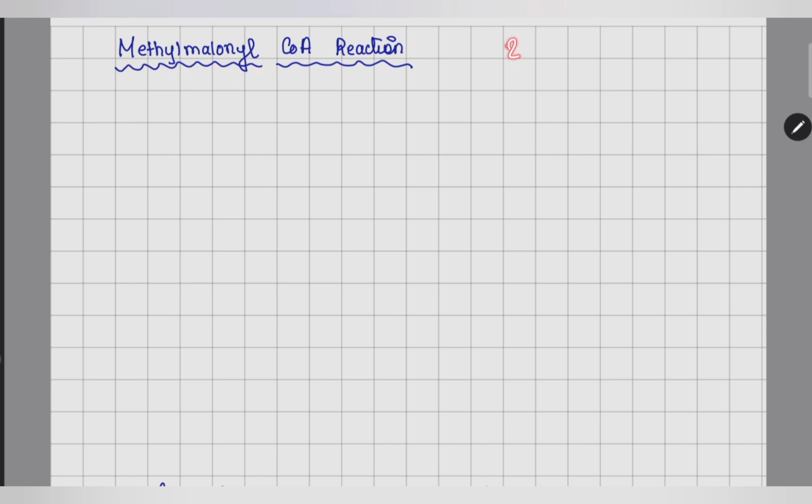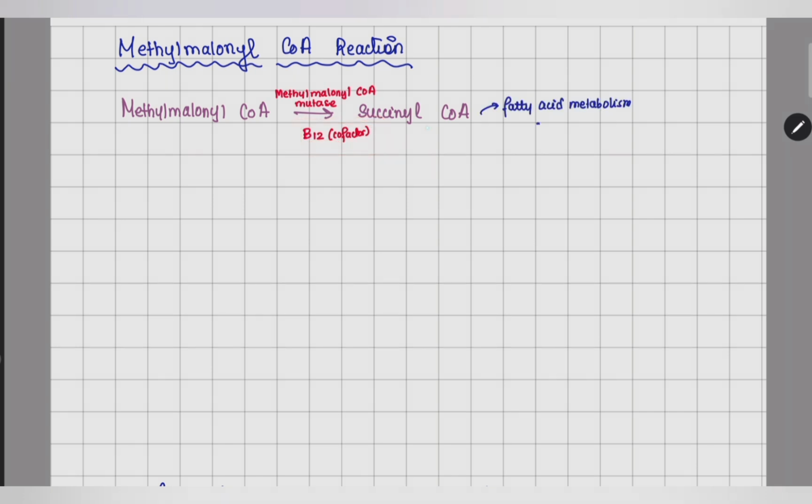Now let's learn about the second function, which is about the methylmalonyl CoA reaction. In these reactions, nerves are involved, so the manifestations are neurological. So in this reaction, methylmalonyl CoA converts into succinyl CoA using the enzyme methylmalonyl CoA mutase, and the cofactor here is B12. This succinyl CoA is used in fatty acid metabolism and myelin stability.